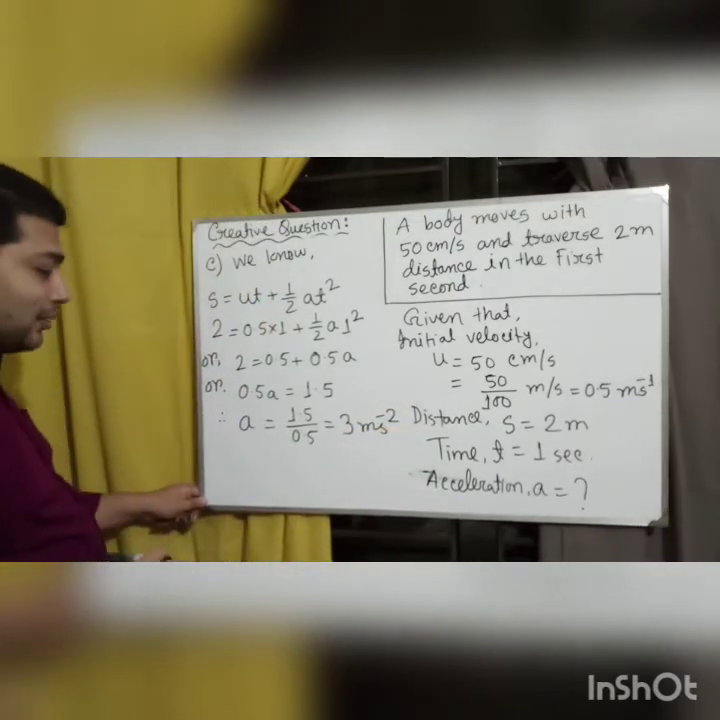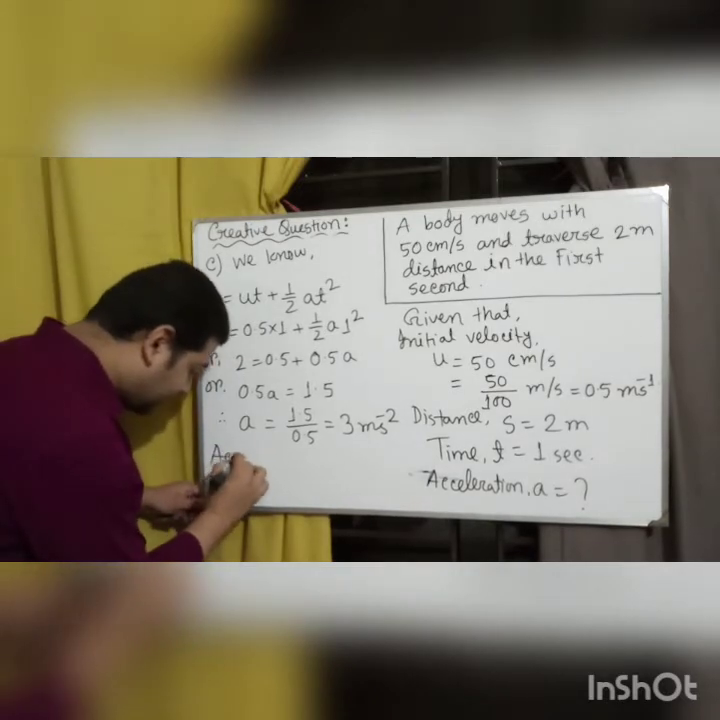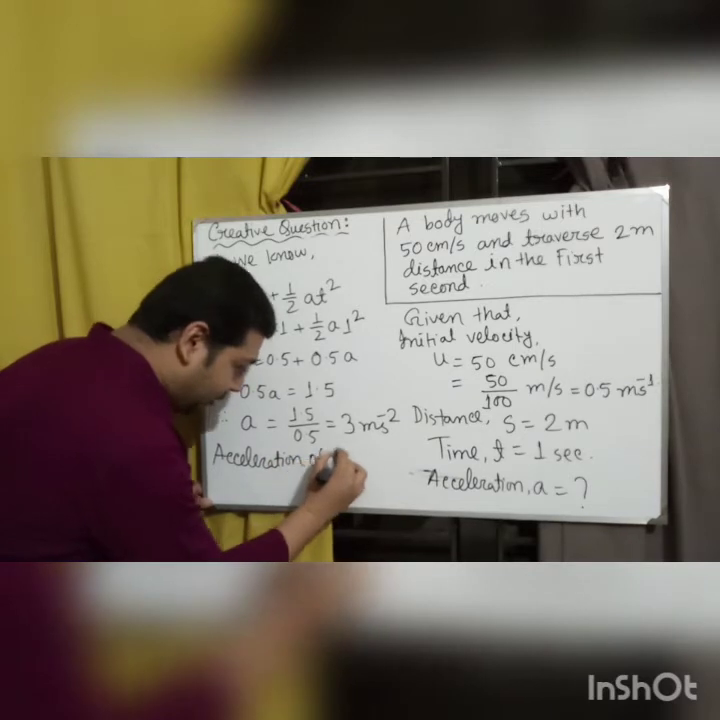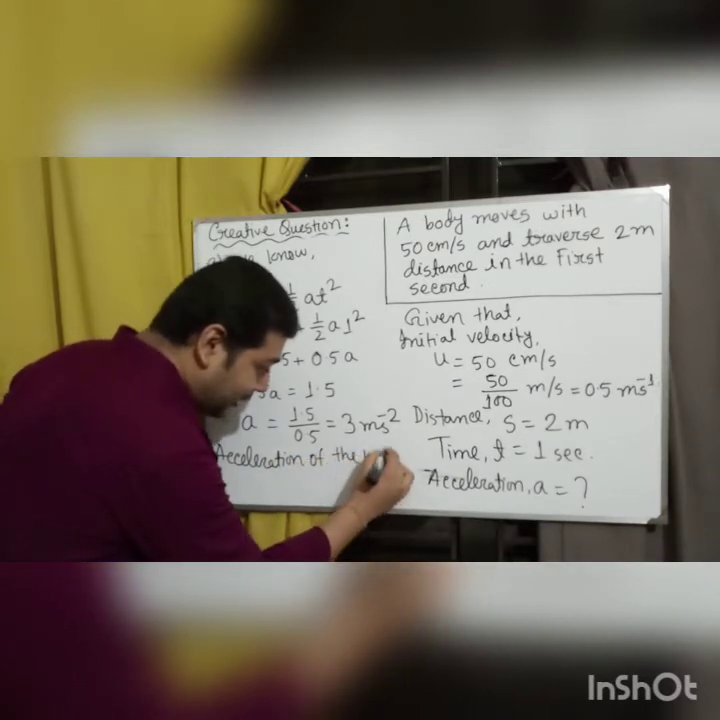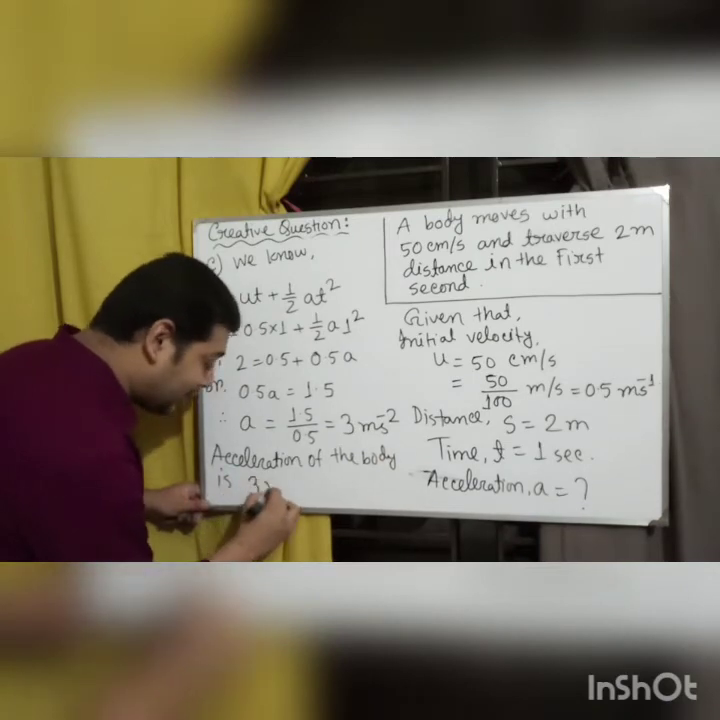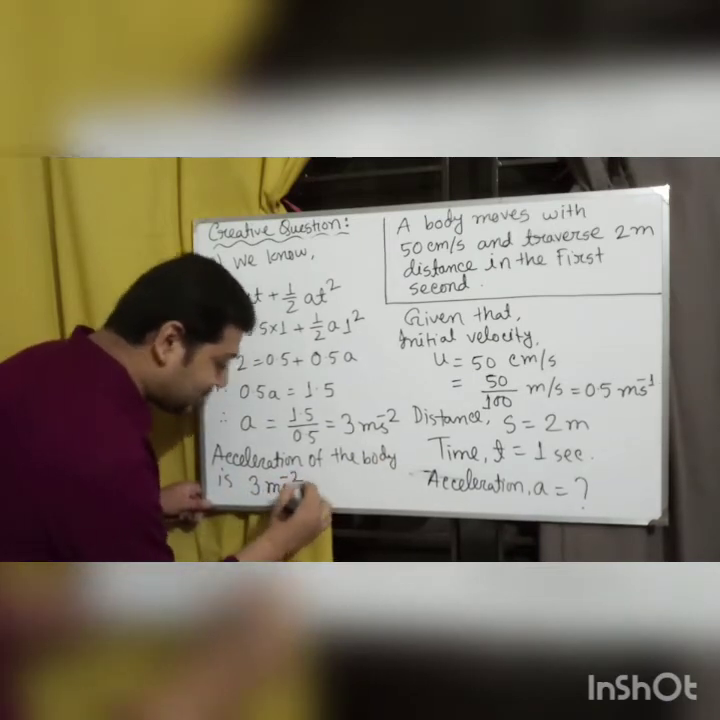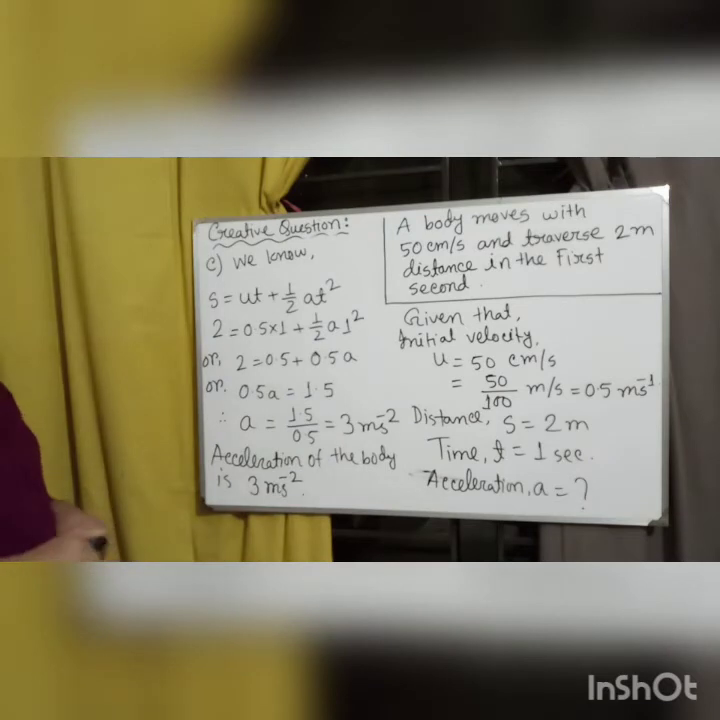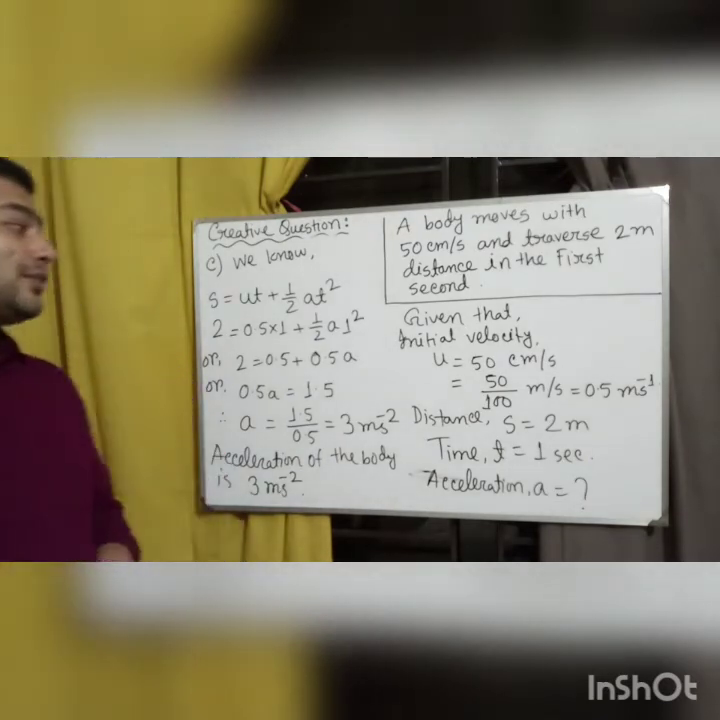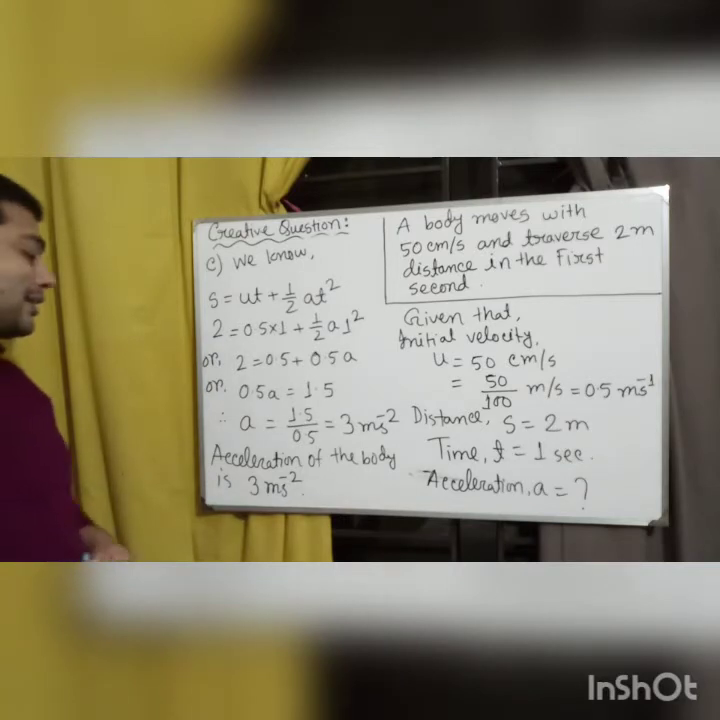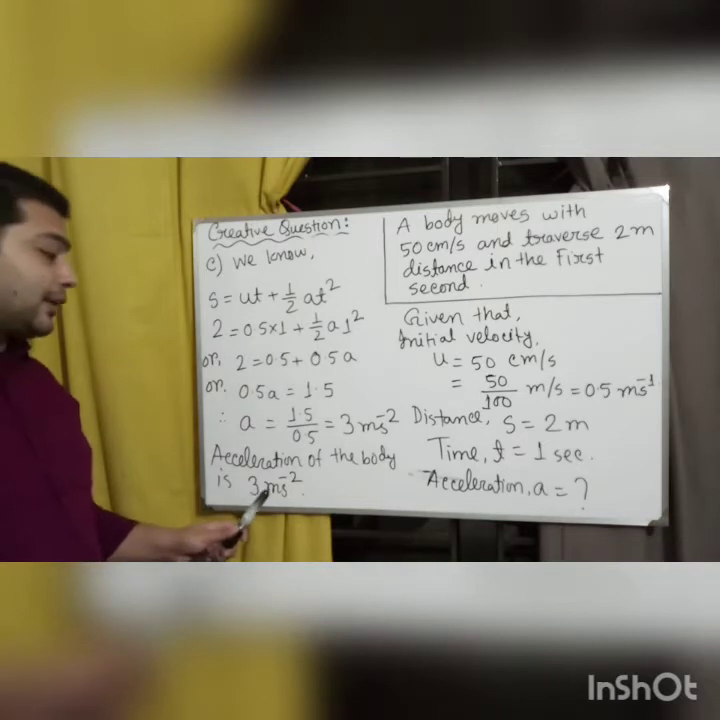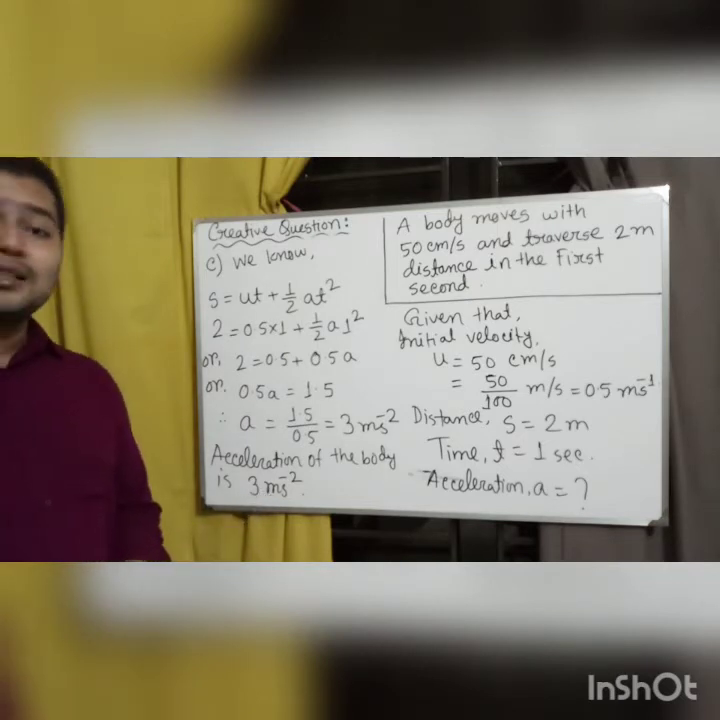So the acceleration of the body is 3 meter per second square. This is the solution for question number C. Here we get the acceleration of the body is 3 meter per second square.